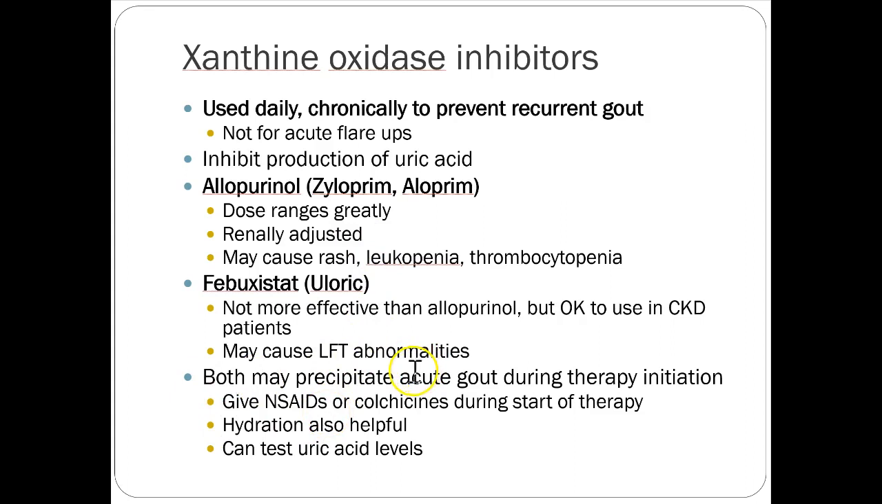Both may precipitate acute gout during therapy initiation. So if somebody just got over an acute gout exacerbation and they're done taking their oral meds, and you want to start them on allopurinol, just know that they might go into another acute flare. The reason that I bring this up is just because you can combine NSAIDs or colchicine during the start of therapy to help suppress that response. You can also test uric acid levels as well.